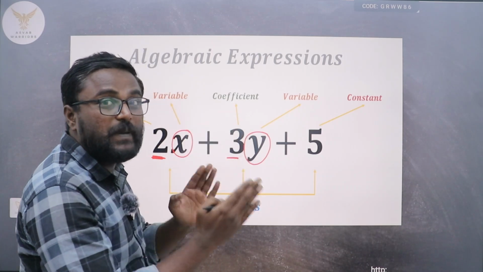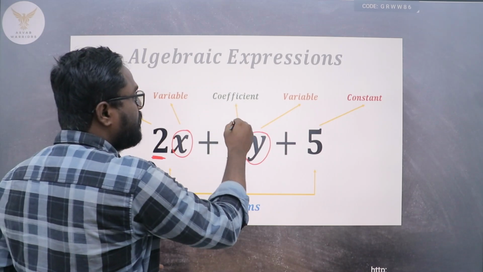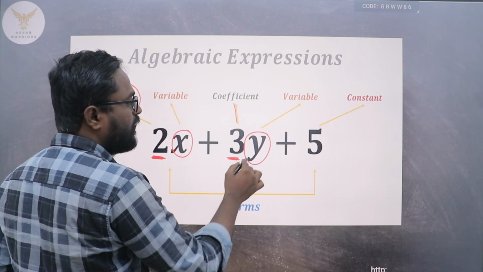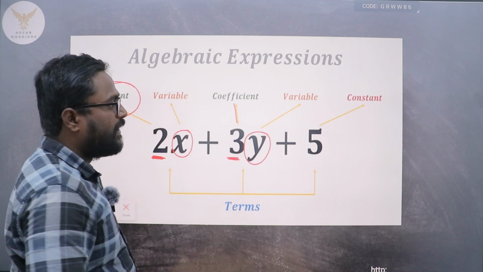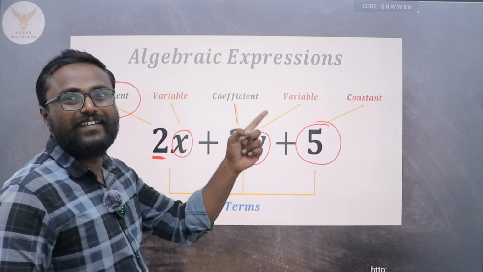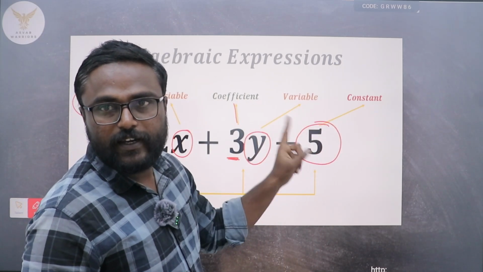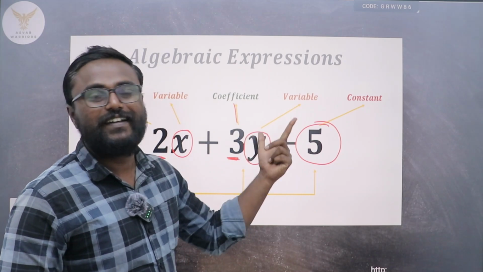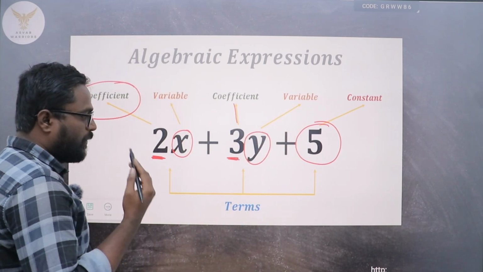The numbers behind the variables are coefficients. So this 3 is a coefficient, y is a variable. Now there is no variable over here, so you will call it a constant term. There is no variable with it, so it's a constant term. Now remember one thing.